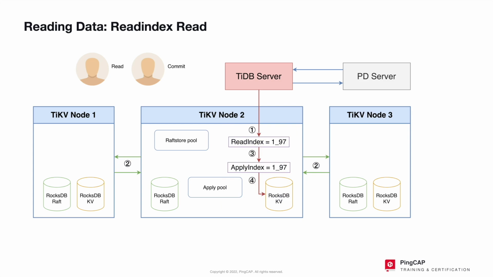You can see that unlike reading through the Raft log, read index read uses heartbeats to make the leader confirm its state, which is much easier. Although there's still network overhead for the heartbeats, the performance is better than the Raft read log.